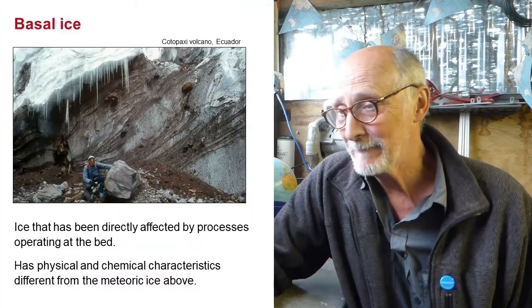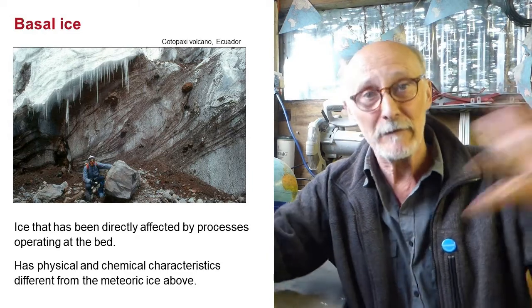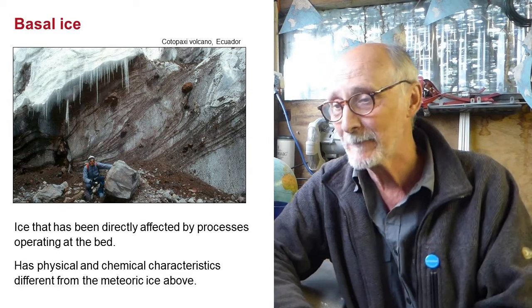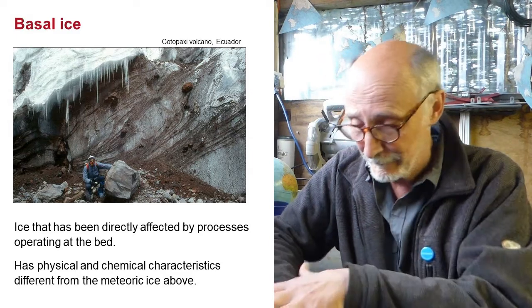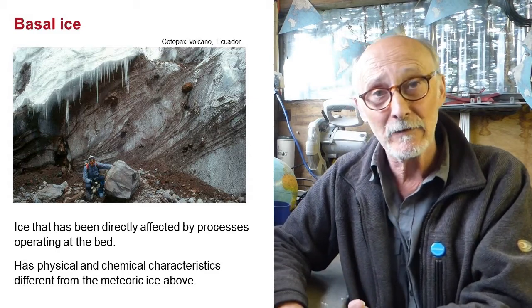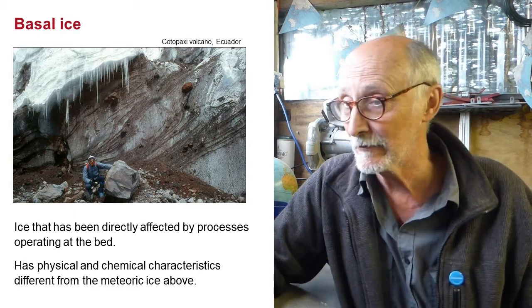So to begin with, just a word on background to the topic of that paper, basal ice. What is that? Well, in a glacier, most of the ice in a glacier is formed by snow falling onto the surface. We call it meteoric ice, and it builds up layer upon layer. But right at the bottom of a lot of glaciers is a layer of ice which has been affected by the contact of the glacier with its bed, and it has a different chemical composition, a different physical composition, often characterized by having lots of debris in it.